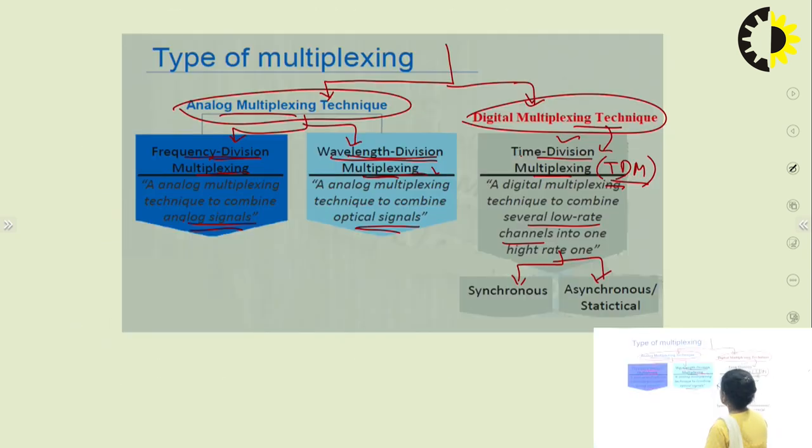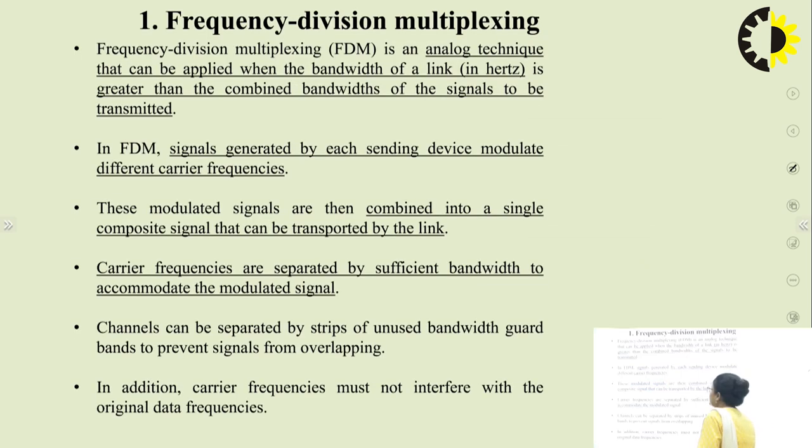To start with, the first kind of multiplexing technique is frequency division multiplexing. Frequency division multiplexing is basically an analog technique, as I told you. In the case of frequency division multiplexing, the unit of data transfer is no longer bits per second, rather the unit is hertz. So here we talk of bandwidth in hertz, because the communication is analog and we are looking at it from the analog signals point of view.